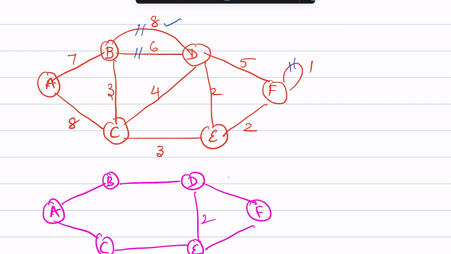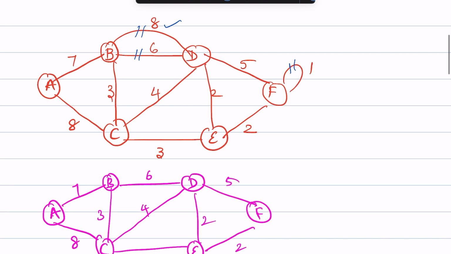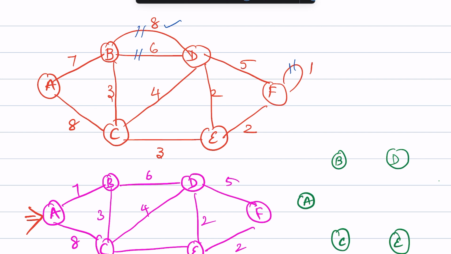And now let us write down the cost of all the edges. Here we are going to take only the minimum edge cost. So 7 and 8. Now let us take the source node to be A. Okay, so let me first draw the nodes alone: A, B, C, D, E, and F. Fine. Now we'll start from A.